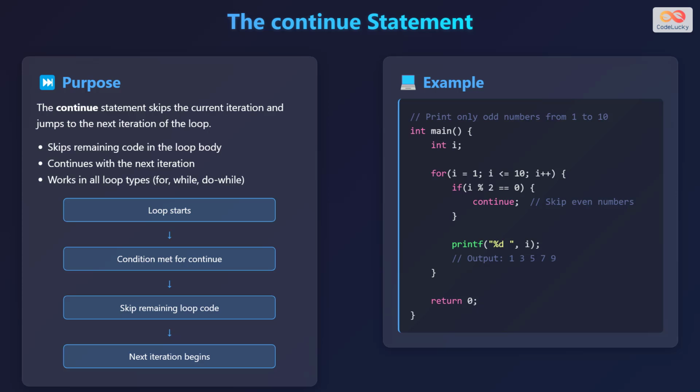Here's an example that prints only odd numbers from 1 to 10. The for loop iterates through numbers from 1 to 10. Inside the loop, it checks if the current number i is even. If it is, the continue statement is executed, skipping the print function for even numbers. Thus, only odd numbers are printed.